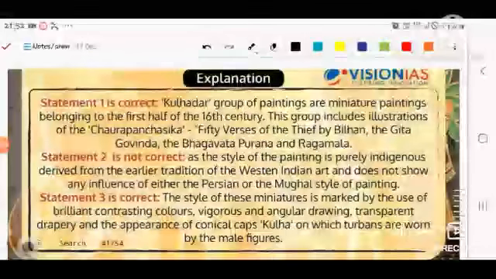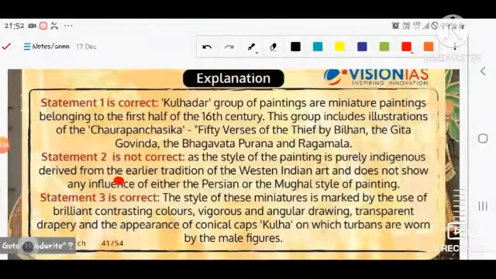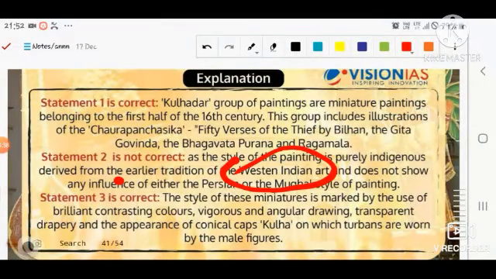The style of the painting is purely indigenous in Western Indian art and does not show any influence of either the Persian or the Mughal school of painting. If you are talking about the first option, the Kulhadar group of paintings are miniature paintings belonging to the first half of the 16th century. This group includes the Chaurapanchashika. You can see and read from there.